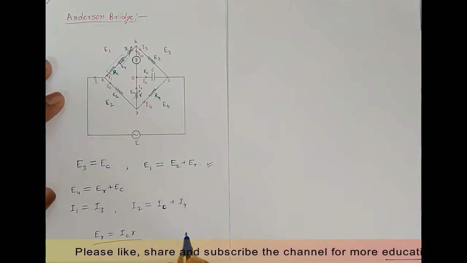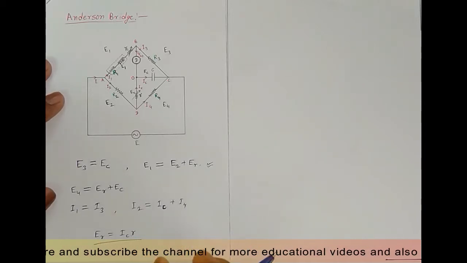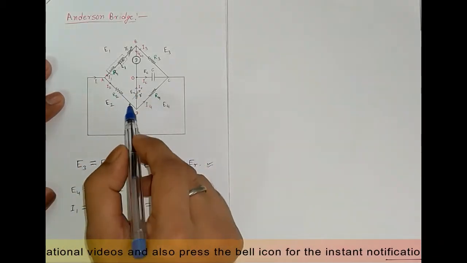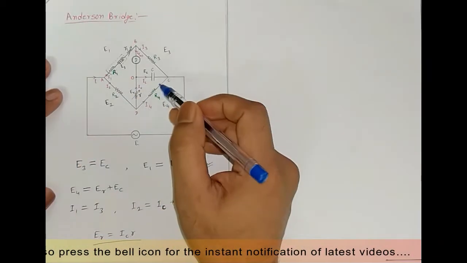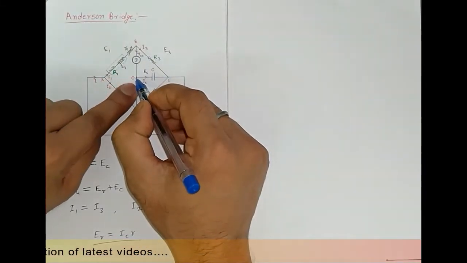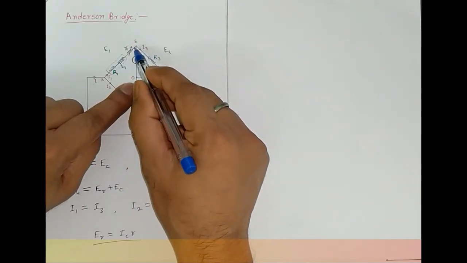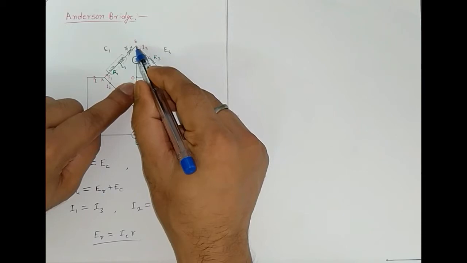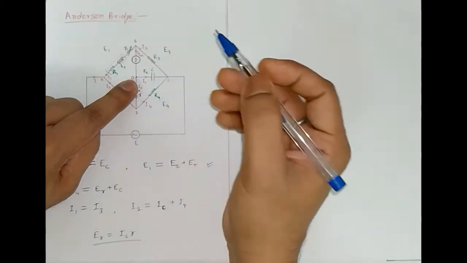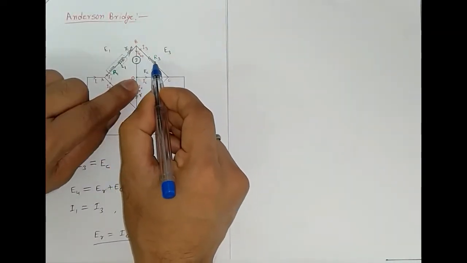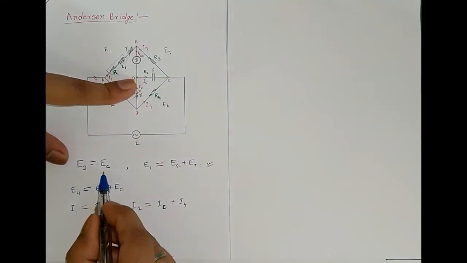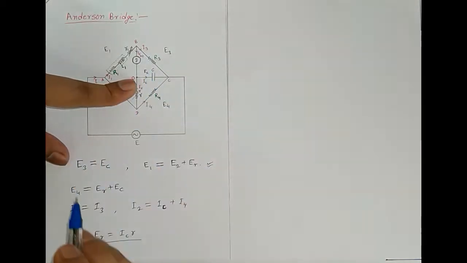Before starting the phasor diagram, first of all we have to write down some basic equations for this bridge. Since Id is 0, the potential of point O as well as the potential of point B will obviously be equal. Because there is no current in this branch, the potential drop E3 across this resistance will be equal to EC. That means E3 equals EC, because these are in parallel paths.